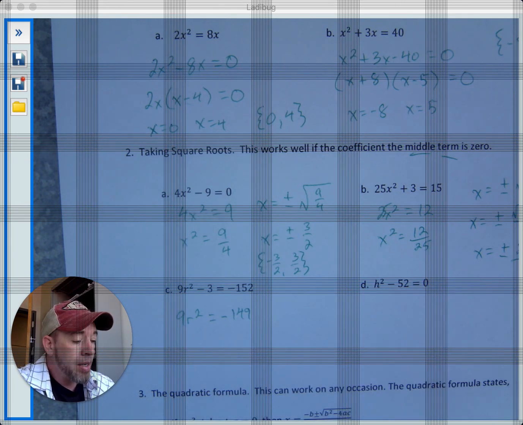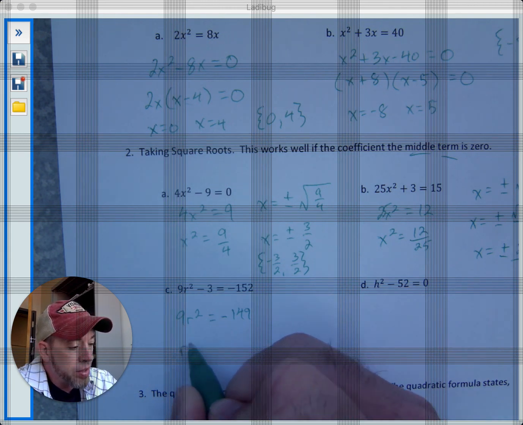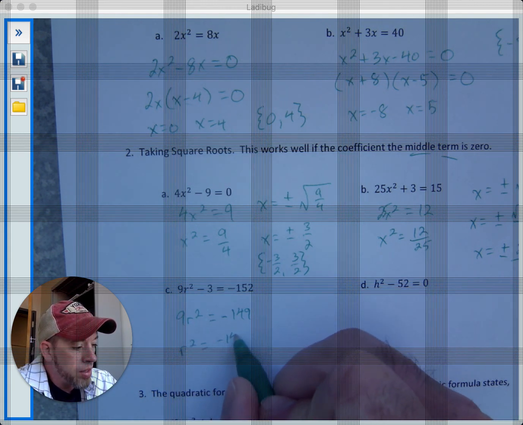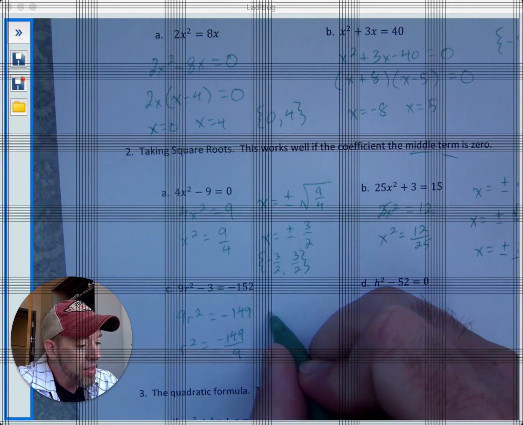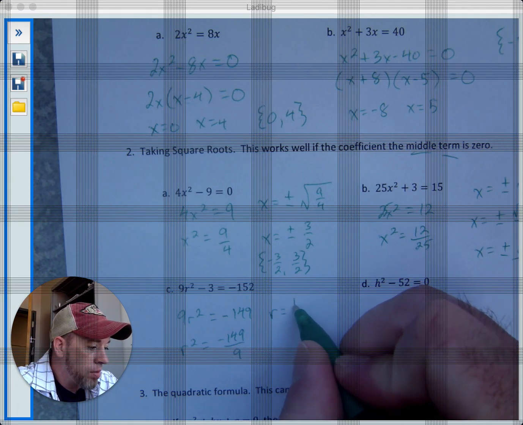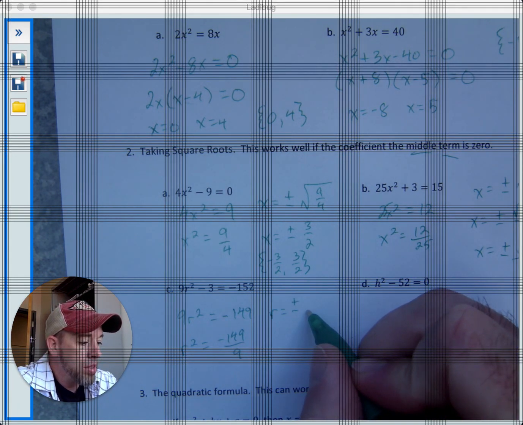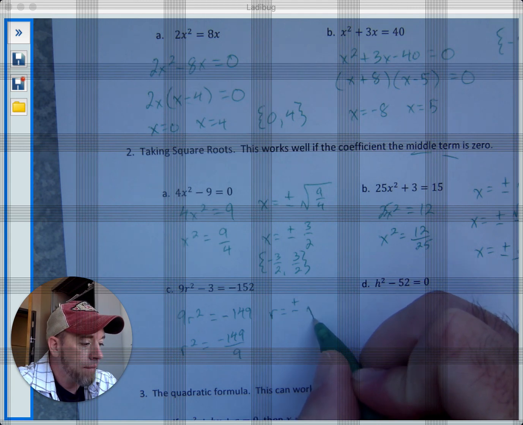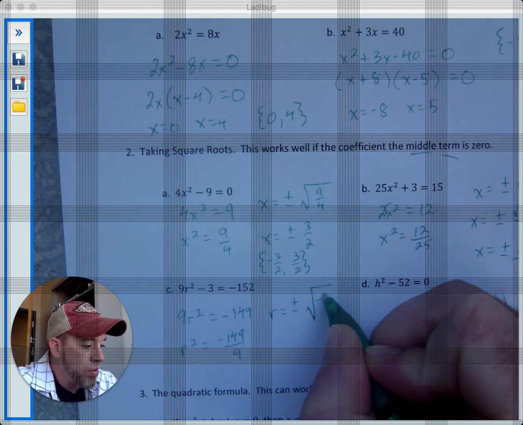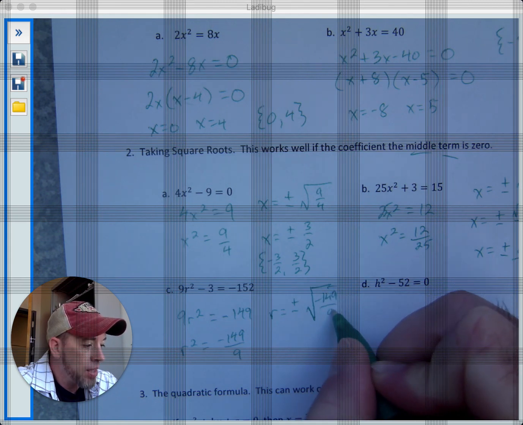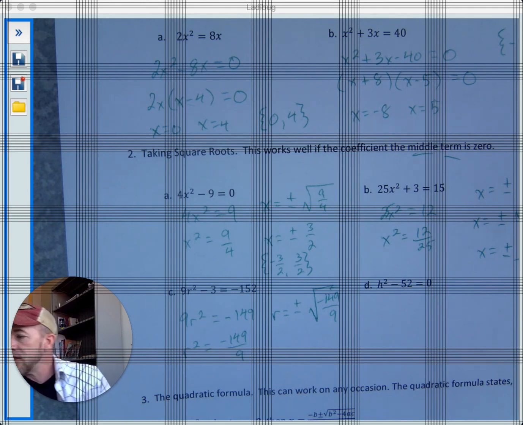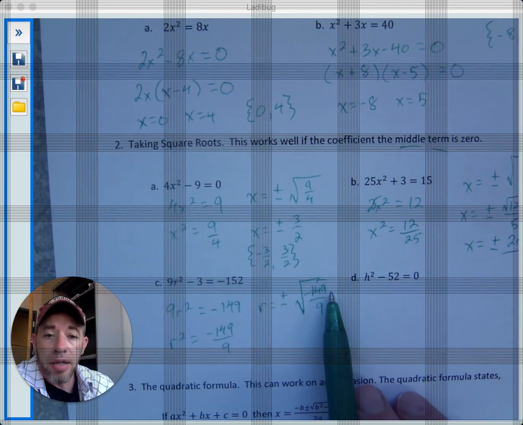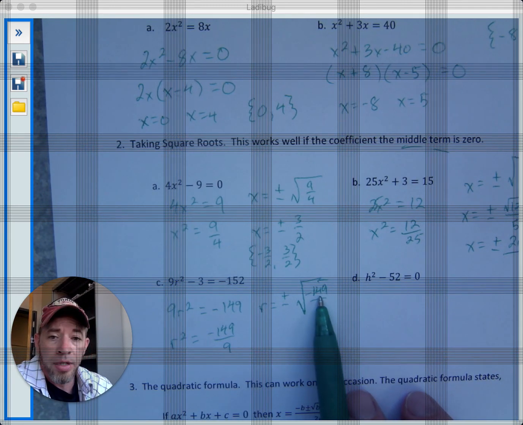And then we're going to divide by 9. We get r squared equals negative 149 over 9. So r would be then plus or minus the square root of negative 149 over 9. All right, so that's not really simplified though, is it? And so we have to think about how we might simplify this. 149, I've looked, there are no perfect square factors of 149, which is nice.